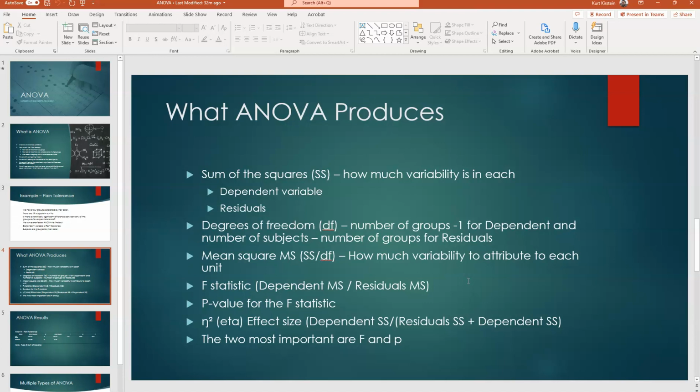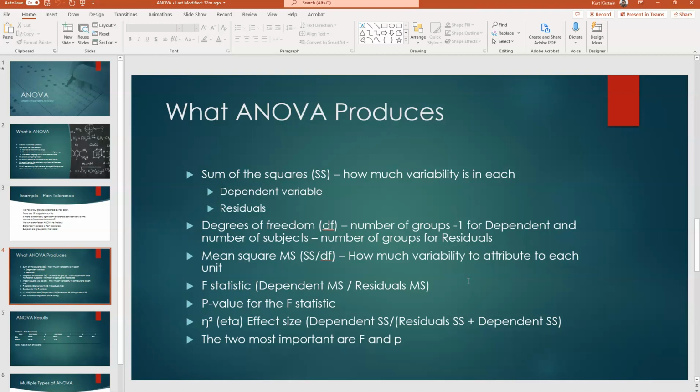So hair color, when we see the table, we'll see hair color, and it's telling us how much variability it's able to track from one hair color to another. That's going to give us information about whether or not those means are truly statistically significantly different. It also knows how much variability there is in the entire data set.